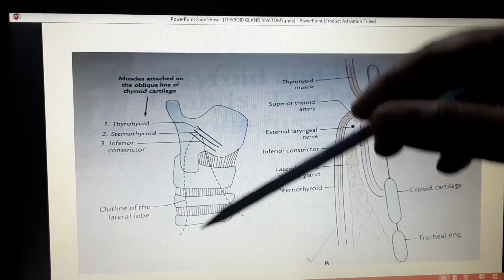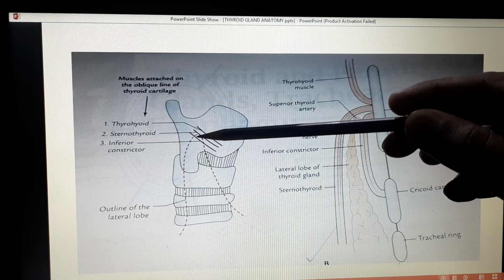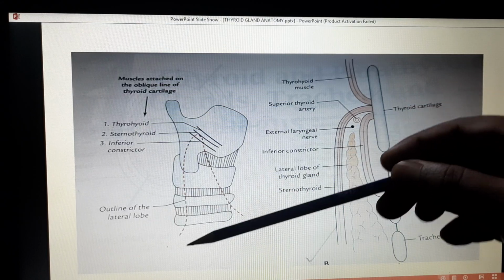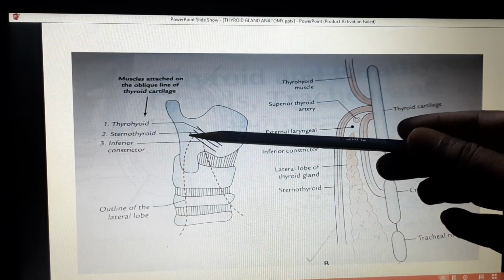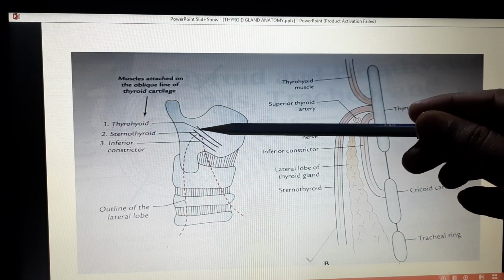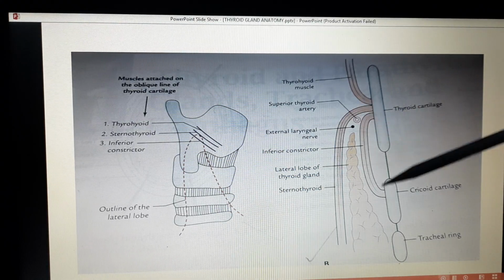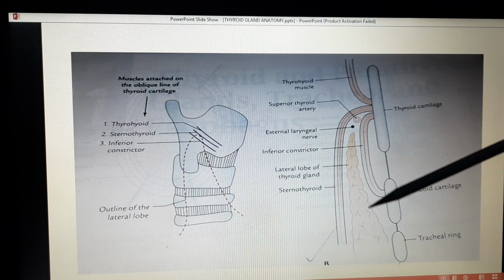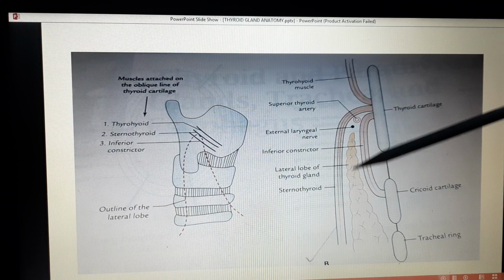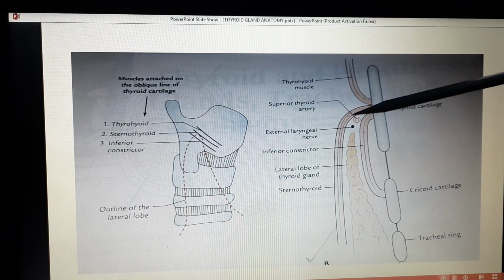So this is the outline of the lateral lobe of the thyroid gland, and its apex extends up to the oblique line of the thyroid cartilage, and its external surface is covered by the sternothyroid muscle, from which thyrohyoid muscle originates. This is the line of origin of the thyrohyoid muscle. You can see in this picture the medial surface of the upper part of the thyroid gland lies against the inferior constrictor muscle of pharynx, and its lateral surface is overlapped by the sternothyroid muscle.